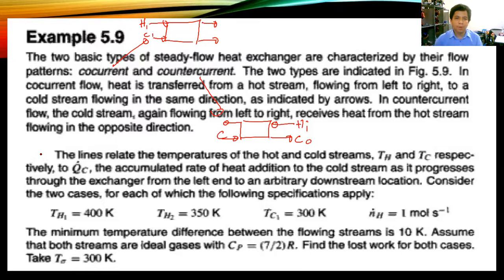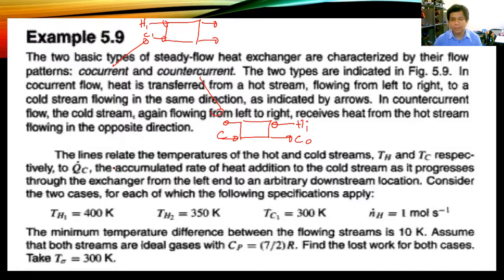So in co-current flow, heat is transferred from a hot stream flowing from left to right to a cold stream flowing in the same direction, as indicated by arrows. In counter-current flow, the cold stream again flowing from left to right receives heat from the hot stream flowing in the opposite direction. The line relates the temperature of the hot and cold stream, TH and TC respectively, to QC dot, the accumulated rate of heat addition to the cold stream as it progresses through the exchanger from the left end to an arbitrary downstream location.